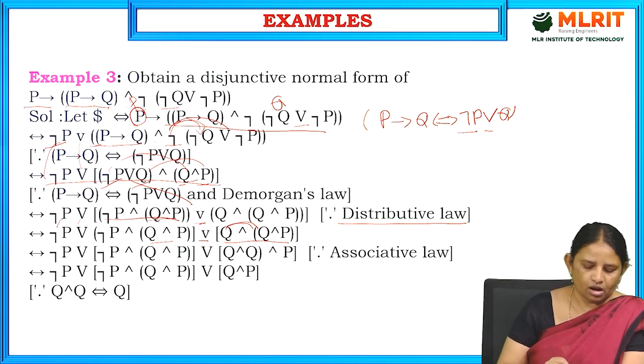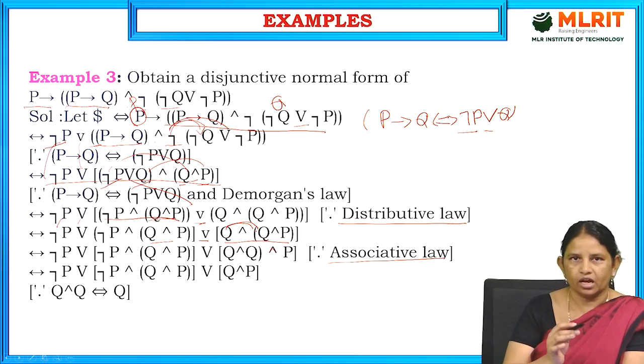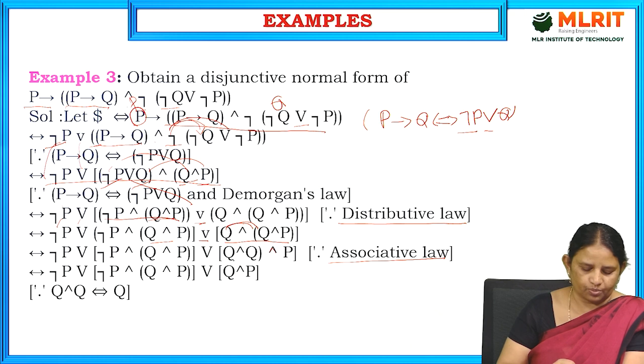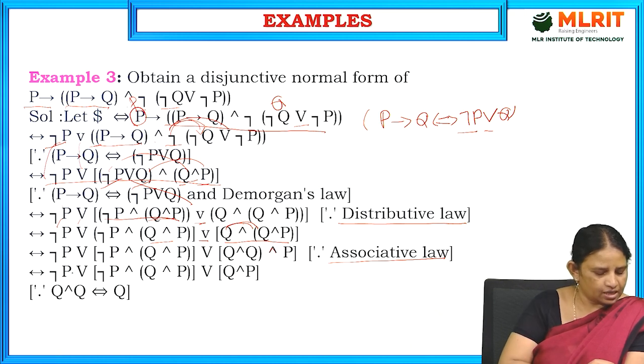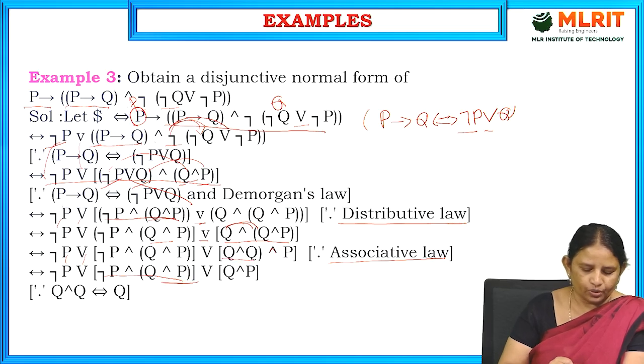Q and Q, then again and P. That is the associative law. According to the associative law, the parenthesis will be separated for the first proposition and the second proposition, Q and Q. Next, negation P, write as it is, and there is no change in the first statement. Q and Q becomes Q, then Q and P.